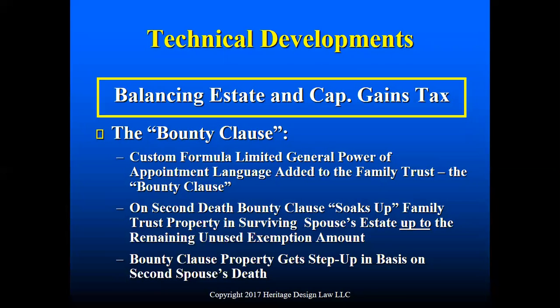In other words, all that property that you think about as not being in the surviving spouse's estate that's included in the family trust can end up being in the surviving spouse's estate by using the bounty clause. In other words, the bounty clause soaks up the DSUE that the first spouse didn't use when they died. So what that means is that the assets that would otherwise pass without being included in somebody's estate end up being soaked up into the estate of the second spouse, and those assets get a step up in basis on the second spouse's death.